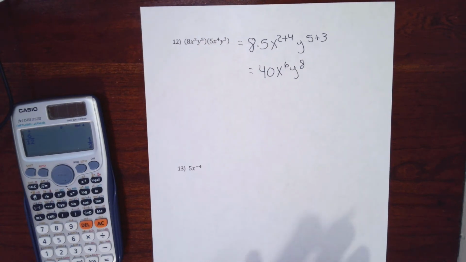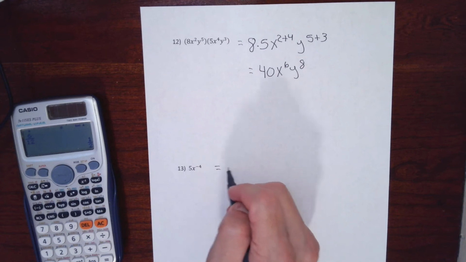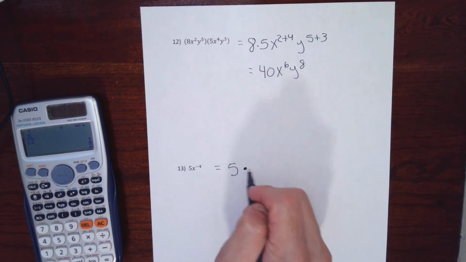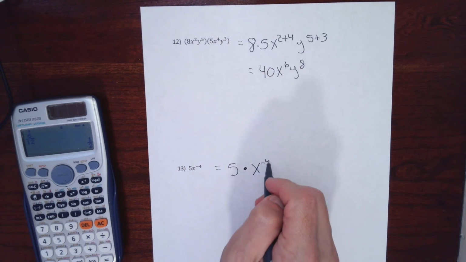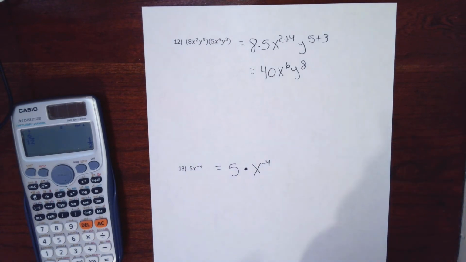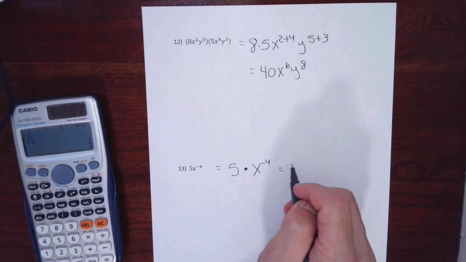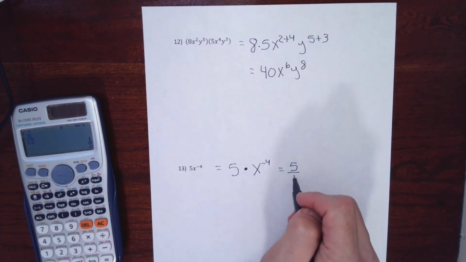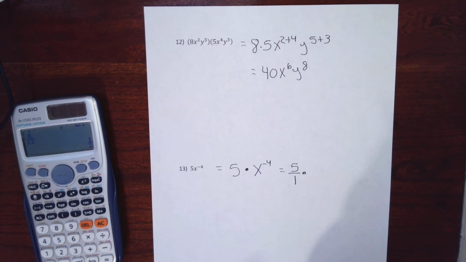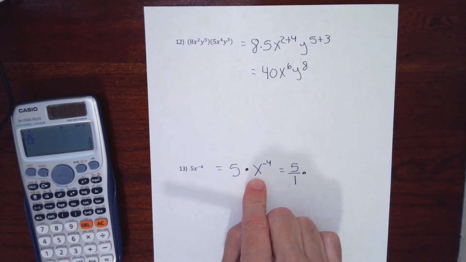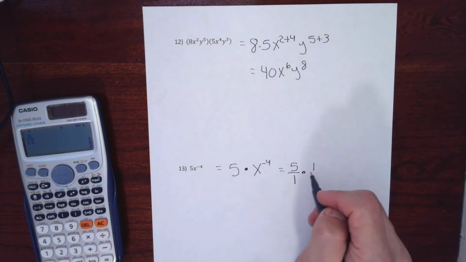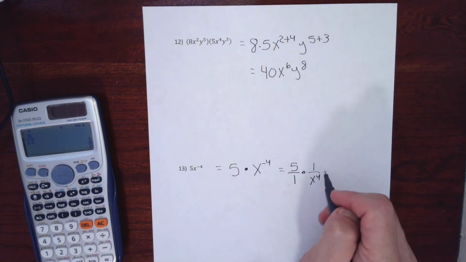The more work you show, the more chances I have to give you partial credit, so it's good to show work. Similarly, 13, I would probably just write an answer down without showing any work. Really, 13, I need to think of this as having a times between the 5 and the x to the negative 4th. I'm going to turn the 5 into a fraction by writing it over 1. Any number, any integer, could be made into a fraction by writing it over 1. And then I'm going to use my negative exponent rule to say that x to the negative 4th is 1 over x to the 4th power.